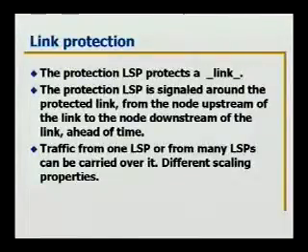So in the case of link protection, the protection LSP protects a link. The protection LSP is signaled around the protected link from the node upstream to the node downstream, and it's done so ahead of time. And traffic from one LSP or from many LSPs can be carried over it. And this has different scaling properties and different trade-offs. So in the example that we've seen, several LSPs could share the protection path. This is very nice from a scaling point of view. On the other hand, I can't guarantee the bandwidth on that.